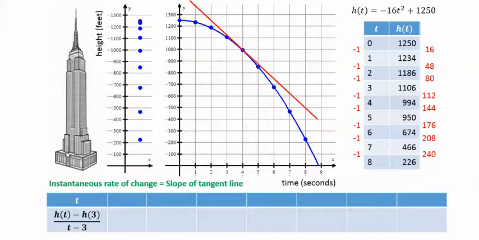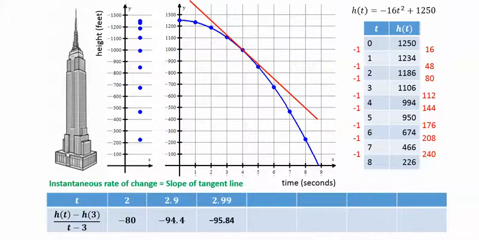We're going to use the same calculation, keeping the value t equals 3 and h of 3 constant, and moving the second data point, starting from t equals 2, h equals 1186, closer and closer to 3, and whatever the height calculates to be. So we're going to jump quickly to t equals 2.9. Here we have only 1/10 of a second difference between the two data points, and we can see that our average rate of change is negative 94.4 feet per second.